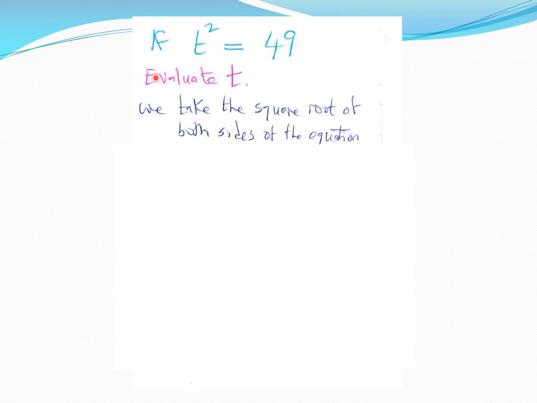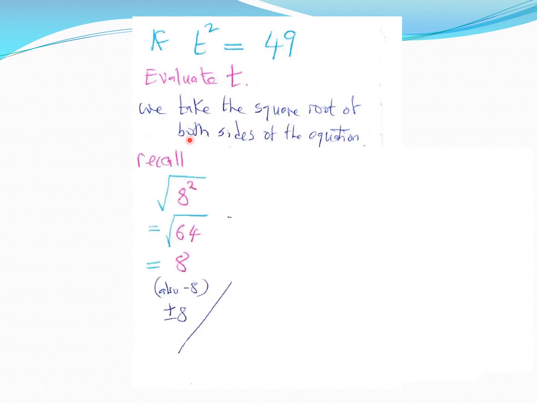So if we're trying to solve a simple equation, something like this, t squared equals 49. Evaluate t. You probably know how to do this from your intuition from school, but let's tease it out a wee bit. What we're going to do is take the square root of each side of this equation. And the question is, why do we do that?